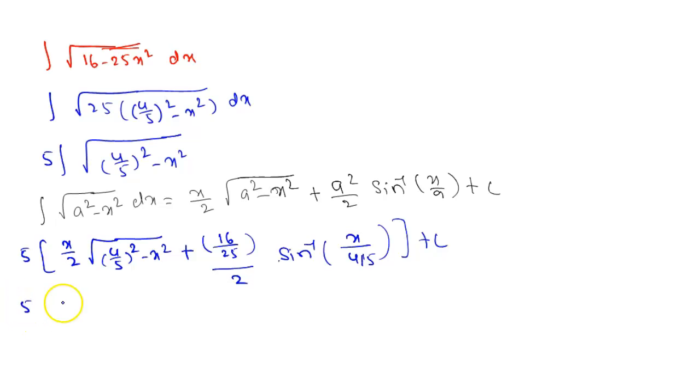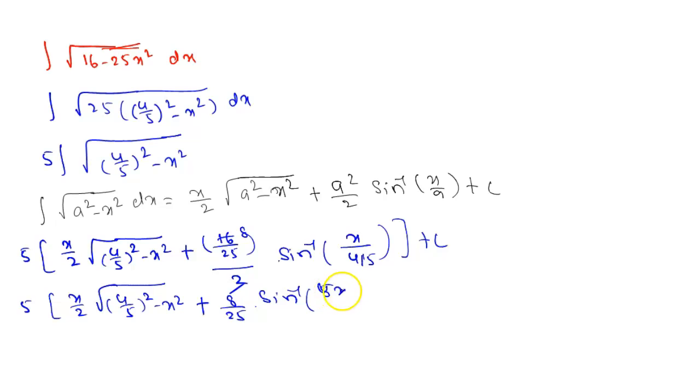So this is equal to 5 times x by 2 into root over 4 by 5 whole square minus x square, plus here 2 ones are 2, 8s cancel out. So 8 by 25 into sin inverse of 5x by 4 plus c. This is the answer for this question, right?